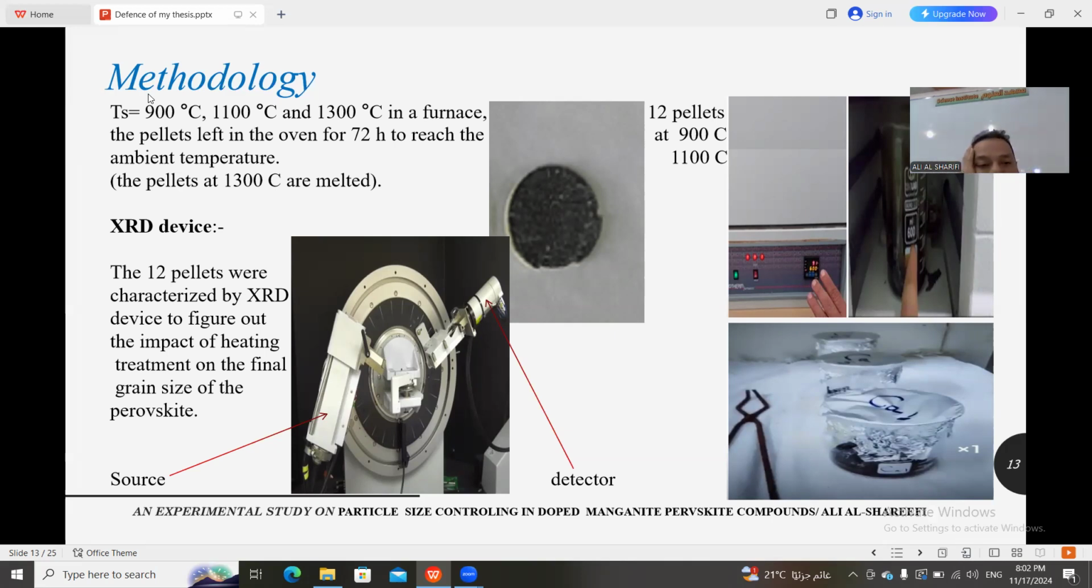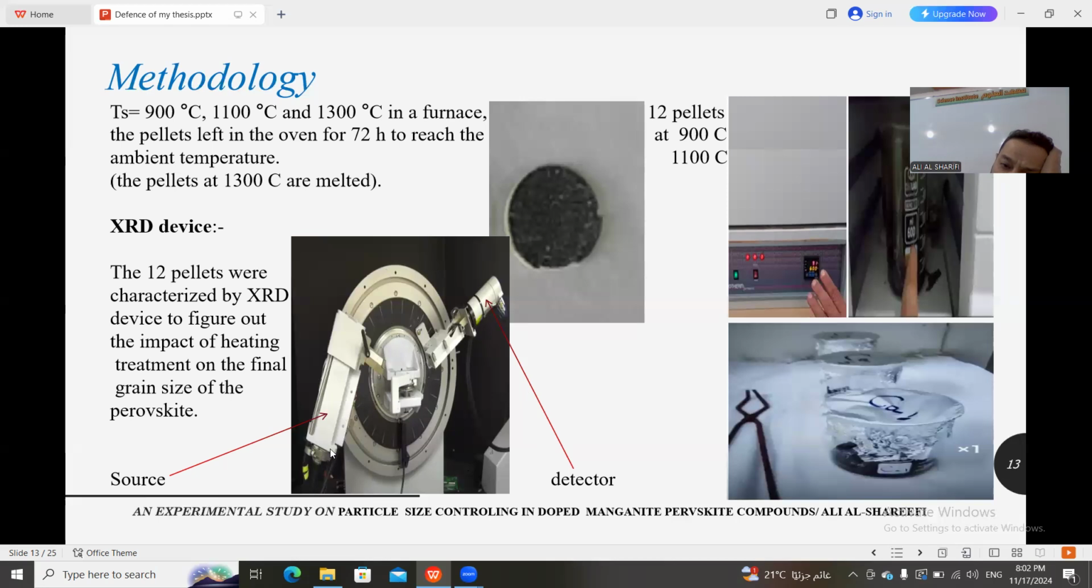Now let me talk about the X-ray diffraction device. The 12 pellets were characterized by the X-ray device. This device has 3 important parts. First one, the source, the X-ray source. Here we put our pellets inside this point, okay, and the detector, the writer, or you can say, I don't know.